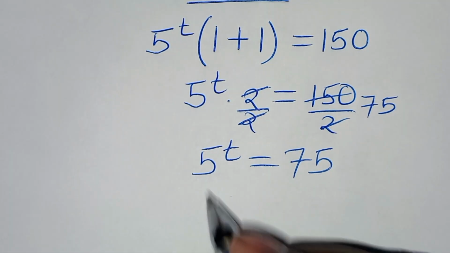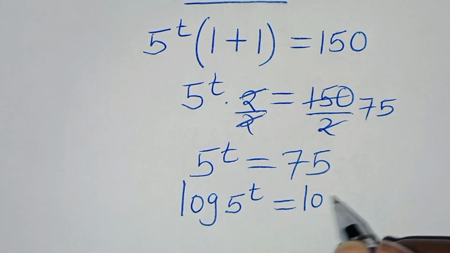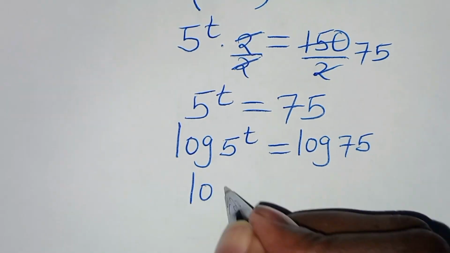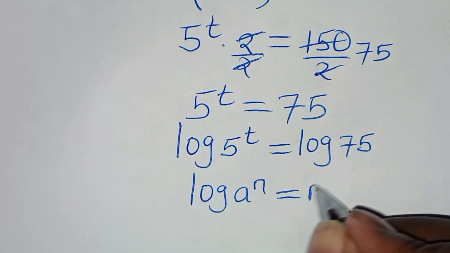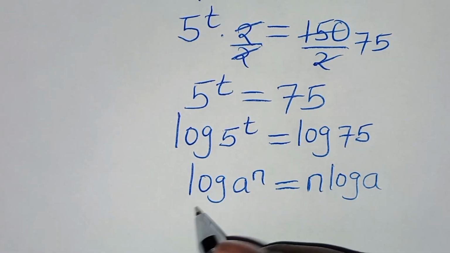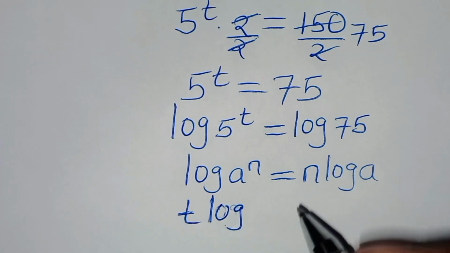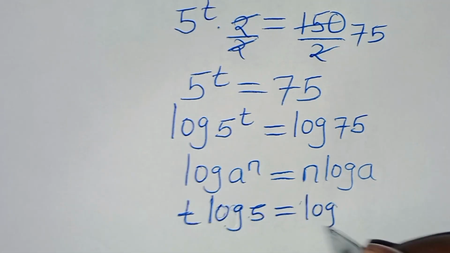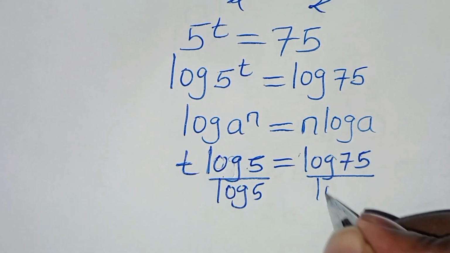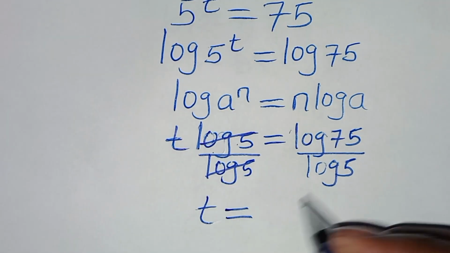The next step, to solve for t, is to introduce logarithm on both sides, so that we have log 5 to the power of t equal to log 75. Now, log 5 to the power of t is in the form of log a to the power n, which we can express as n log a. Applying this power rule, log 5 to the power of t becomes t log 5. So t log 5 is equal to log 75. Let's divide both sides by log 5, and log 5 simplifies, so that t is equal to log 75 divided by log 5.